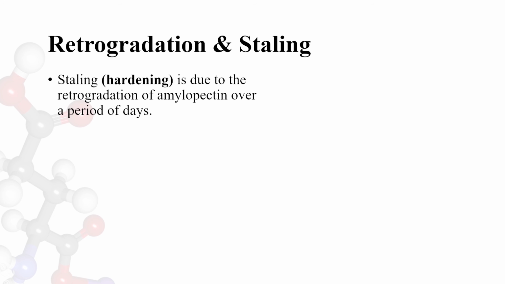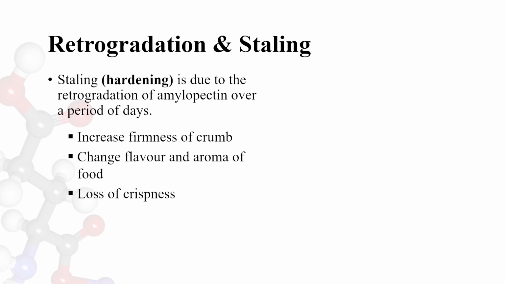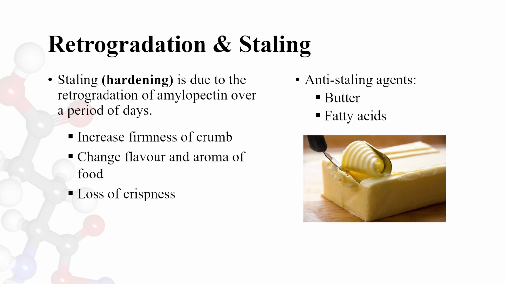Retrogradation can increase the firmness of crumb, change the flavor and aroma, as well as change the loss of crispness of the food. Butter and fatty acid can act as anti-staling agents by modifying the gelation characteristics of the starch.